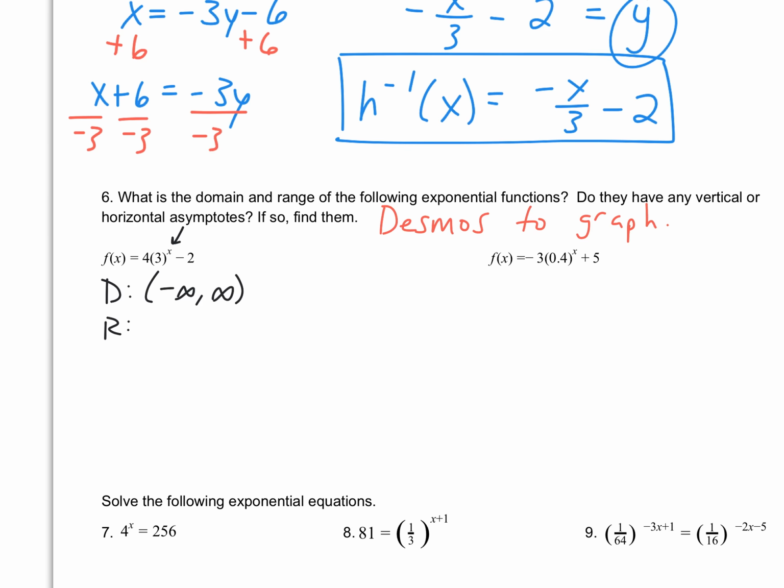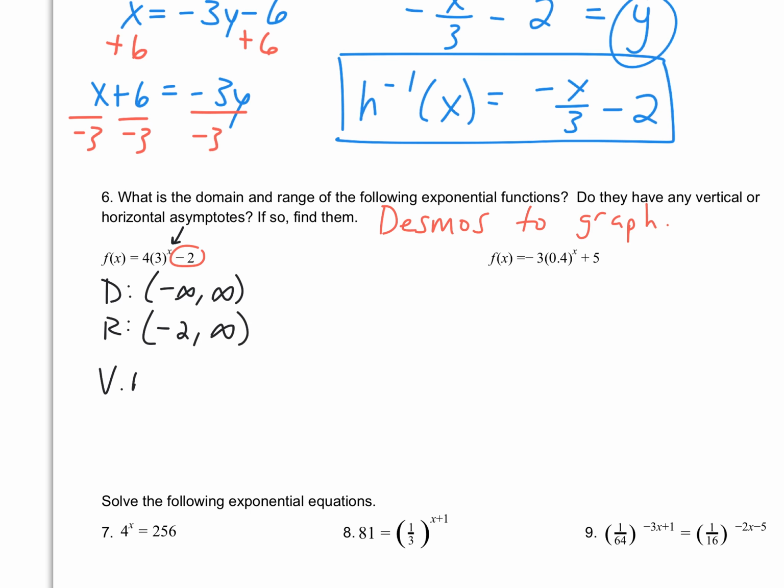Remember, the range came from that guy. So this graph is going to go up because it's +4 times 3 to the x. So the range is going to be -2 to infinity. Again, you can always check that on the graph, from -2 up to infinity.